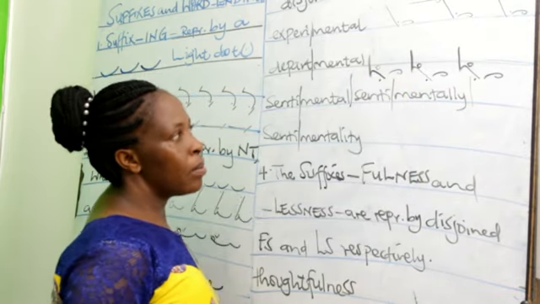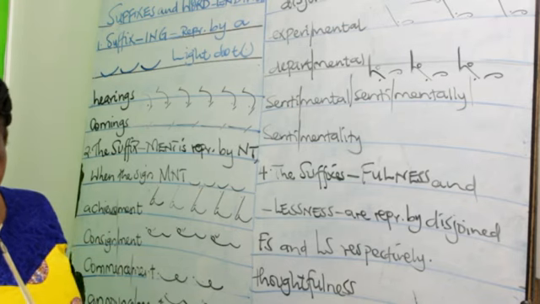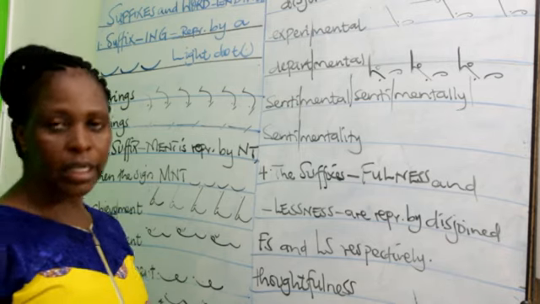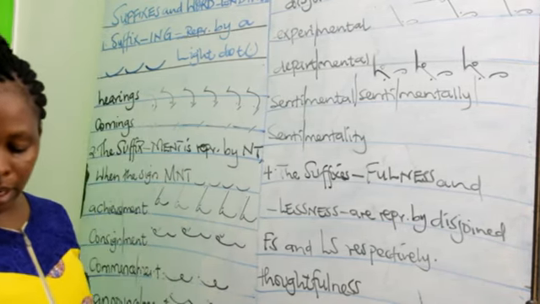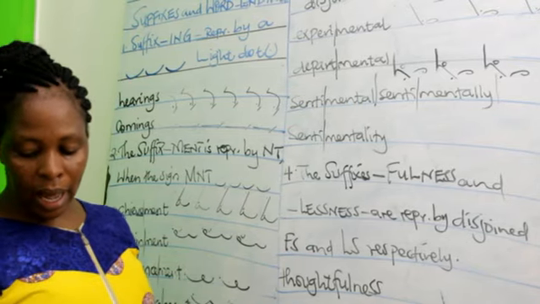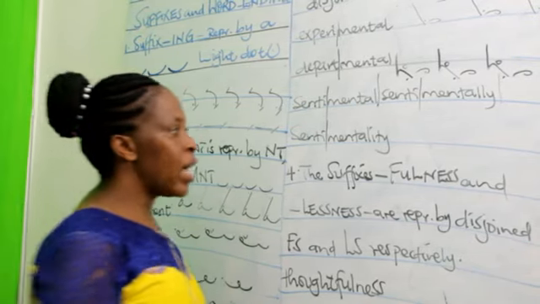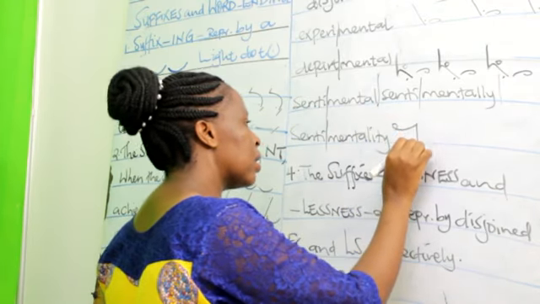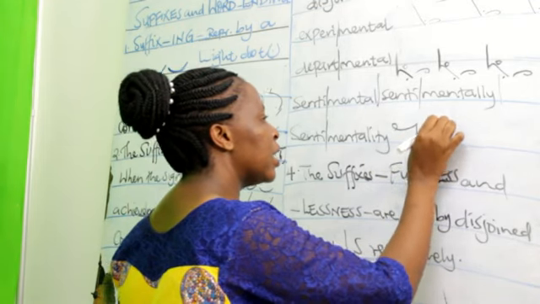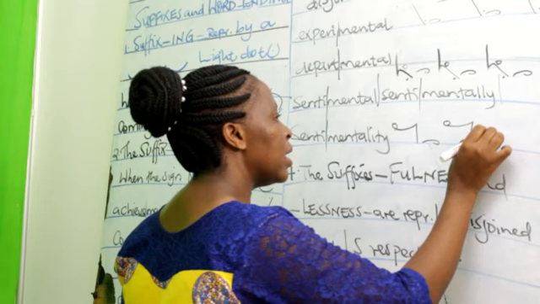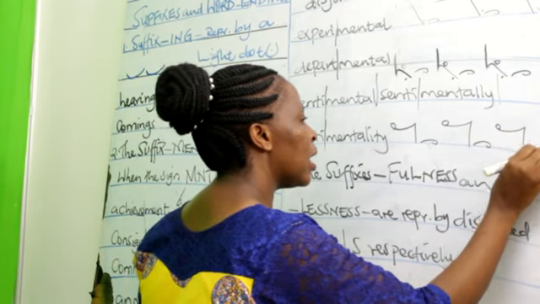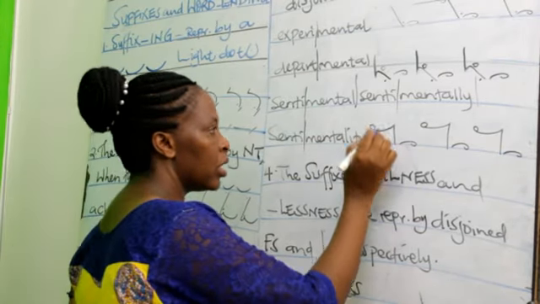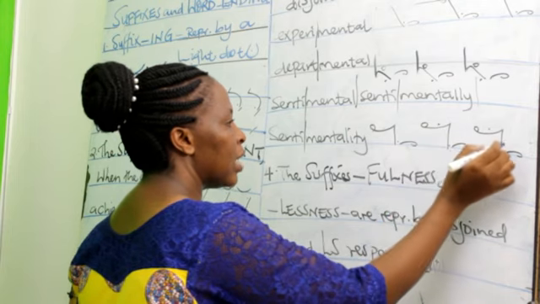That is how we drill that, departmental. Then we have the word sentimental, sentimentally, sentimentality. So we are drilling the word sentimental like this, and then I have the M. Sentimental, sentimentality. That is how we drill it. And we are using a stroke of a short A, and we have a short E at the end.